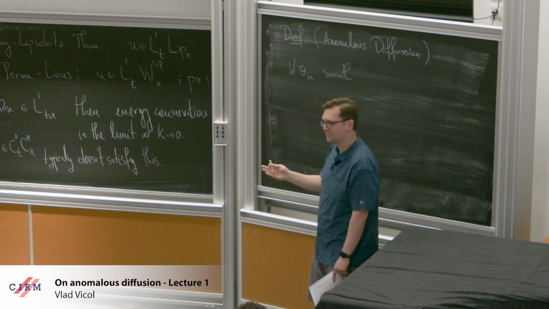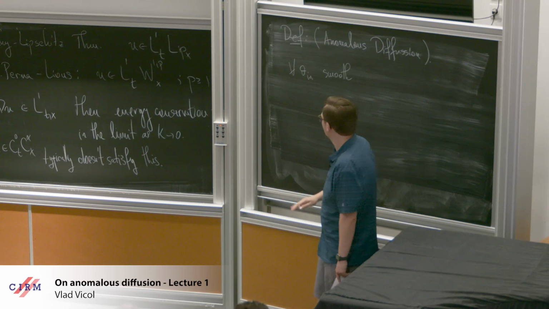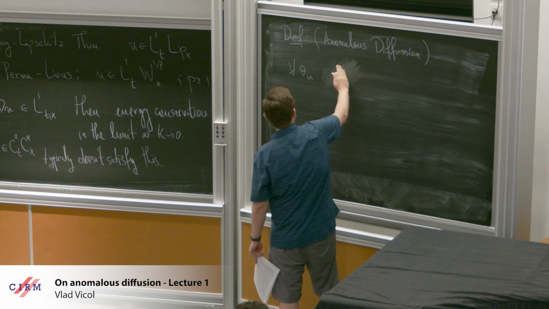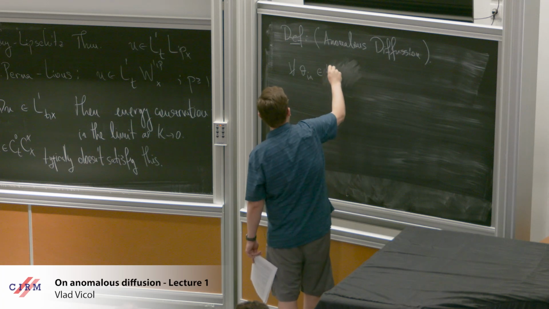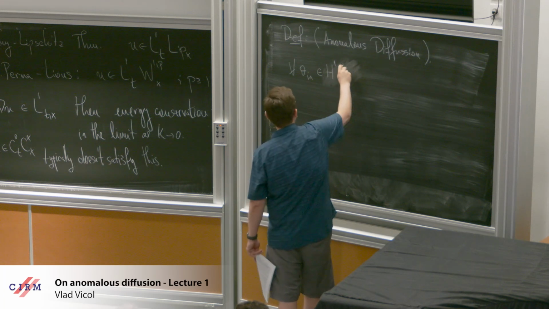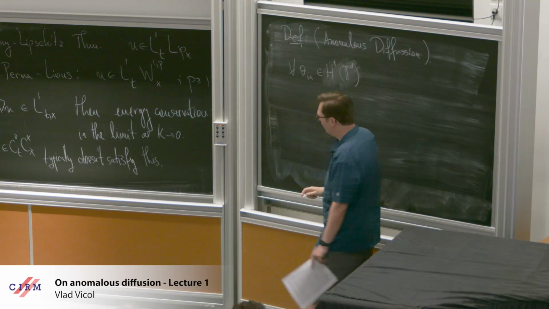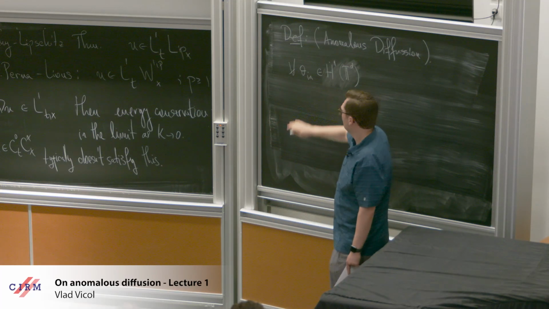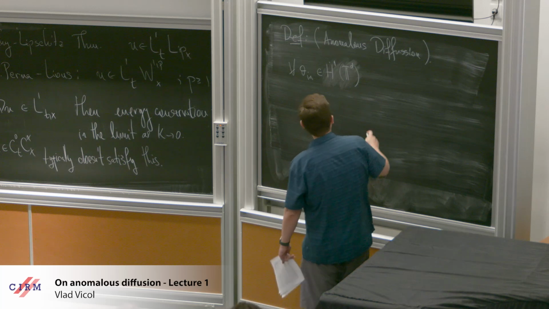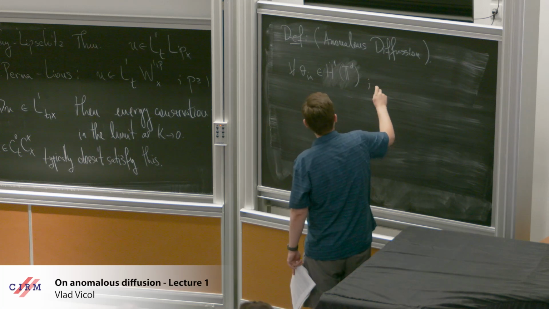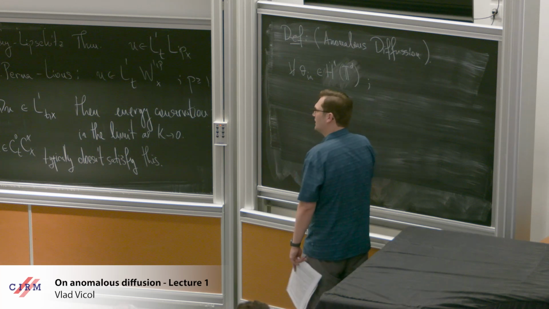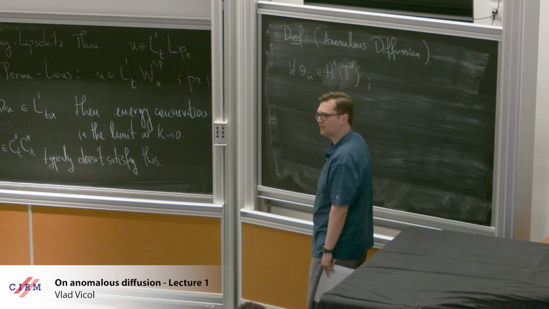You can take it smooth, but you don't have to, okay? But it has to be for all, right? So let's say, just to be precise, let's take them H1. This will be enough for our theorem. So this just means that the gradient is in L2, okay? So if for any initial data, what should I say about time? Should I fix a time or should I say for all time?